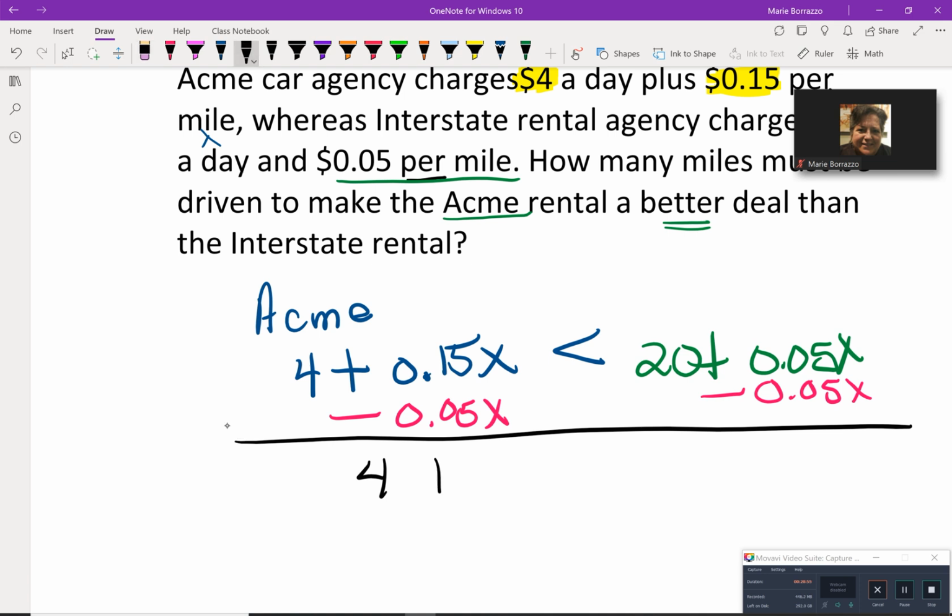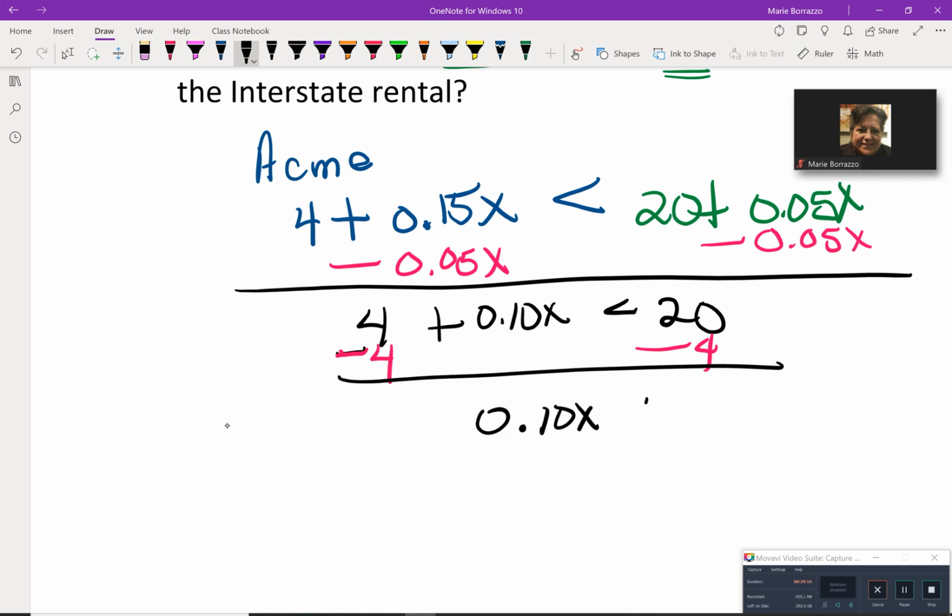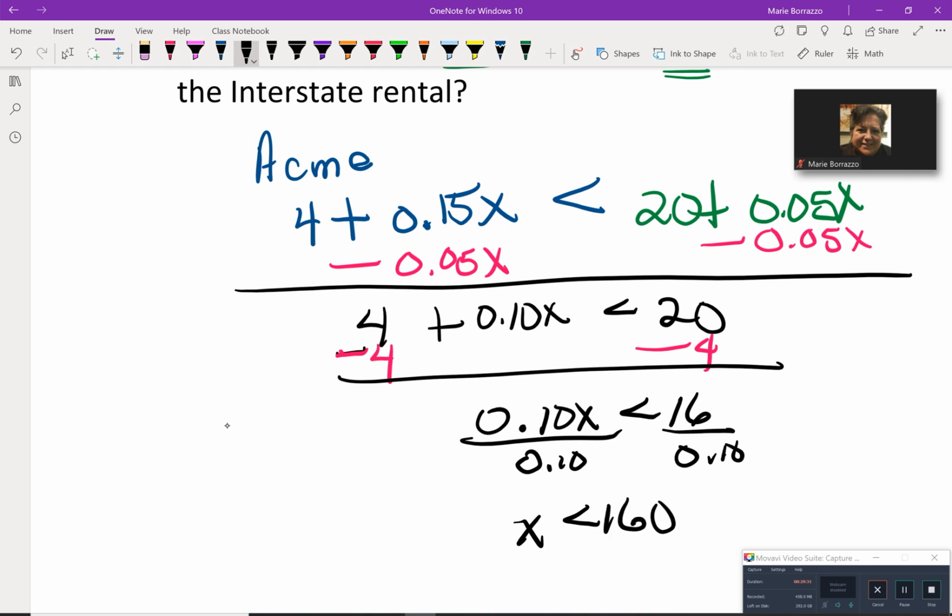So this is actually 4 plus 0.10x is less than 20. And since I moved the 0.05 over, I'm going to subtract this 4 here, and I'm going to subtract this 4 here. And so that leaves me at this point with 0.10x is less than 16. If I divide both sides by 0.10, I'm left with x is less than 160.